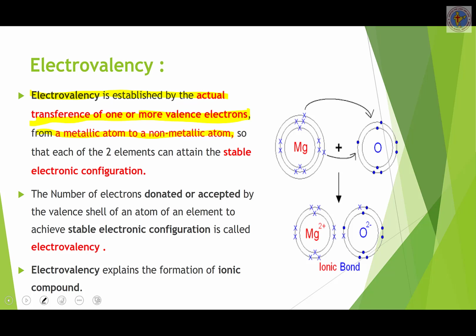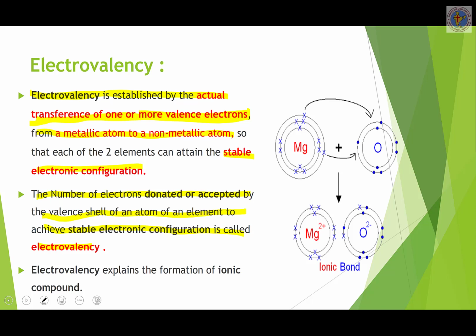Why does this chemical reaction take place, children? We know that very well. This reaction takes place in order to attain the stable electronic configuration. The number of electrons donated or accepted by the valence shell of an atom of an element to achieve stable electronic configuration is called electrovalency. So what do you mean by electrovalency? Electrovalency can be defined as simply the number of electrons donated or accepted by the valence shell of an atom in order to attain the stable electronic configuration.